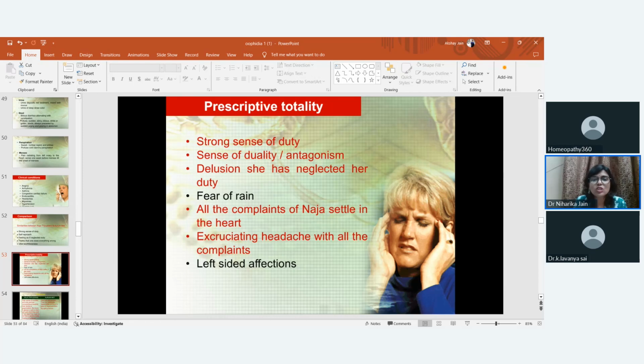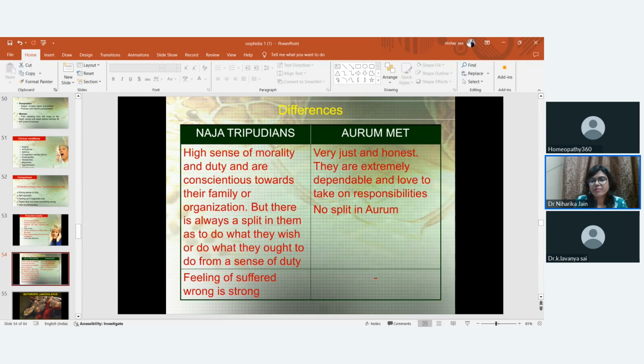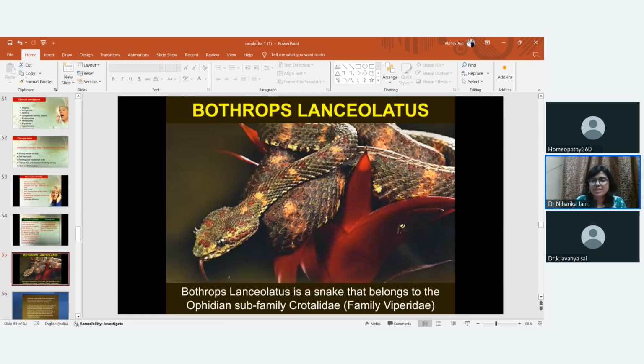Prescriptive totality: a strong sense of duty, sense of duality. Delusion that she has neglected her duty. Fear of rain. All the complaints of Naja settle in the heart, accompanied by headache with all the complaints, and it is a left-sided remedy. We have studied the differentiation. Now Bothrops.